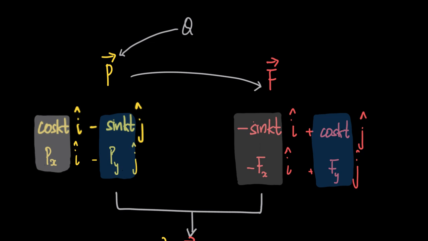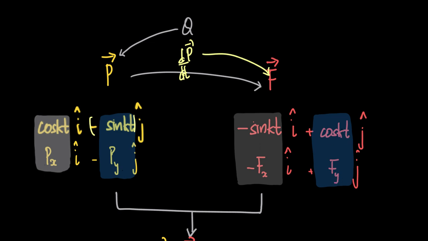In the question, we were given vector p. We differentiated vector p with respect to time to obtain vector F. Vector p will have two components, x component and y component. Vector F will similarly have x component and y component. Px is therefore cos kt, py is therefore minus sin kt. Fx is sin kt, and Fy is cos kt.